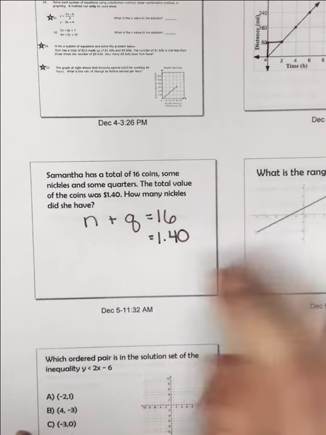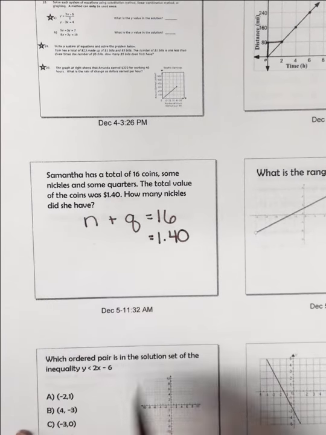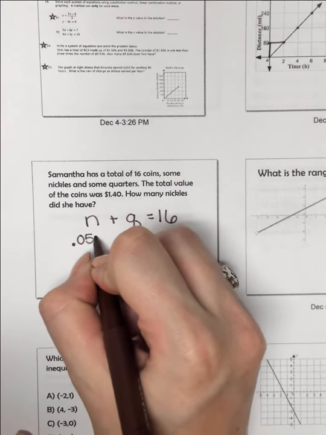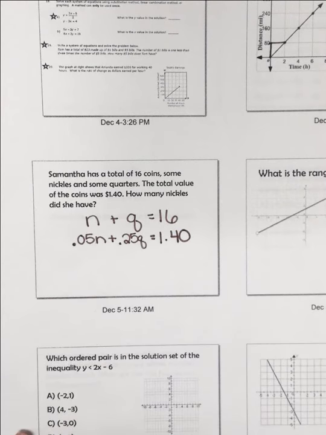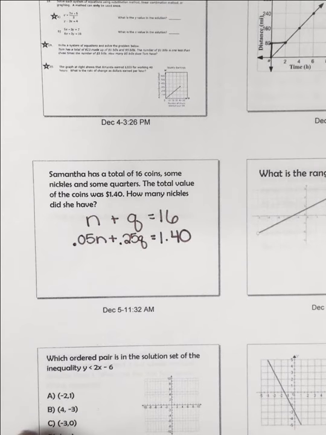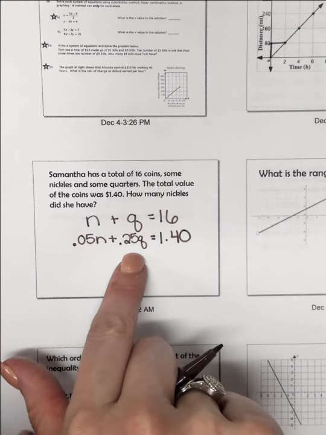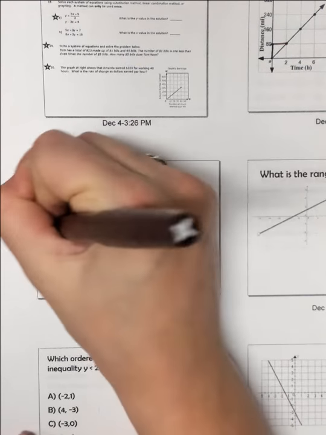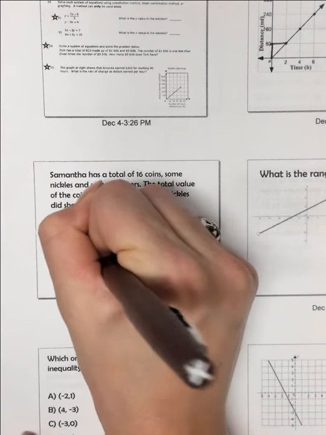We've got money now. So we need money, money, money, right? What money is a nickel? 0.05. What money is a quarter? 0.25. They want to know how many nickels did she have. If they want nickels, what should I eliminate? Quarters. So what eliminates with a 0.25? Negative 0.25. So I'm going to multiply every single part by a negative 0.25.